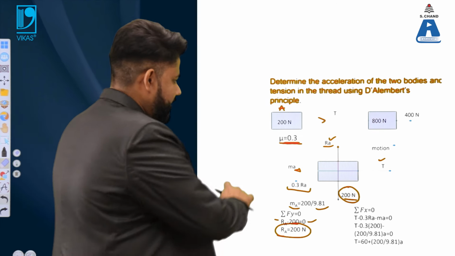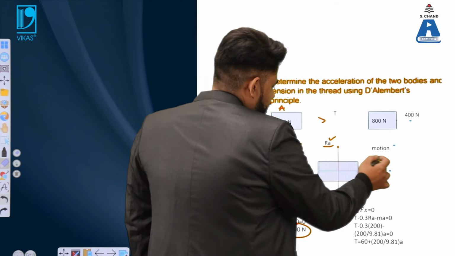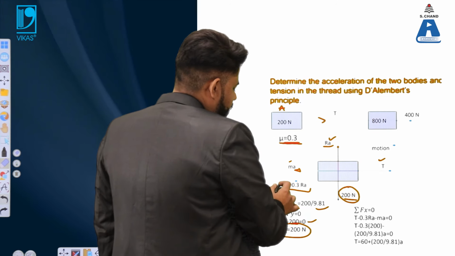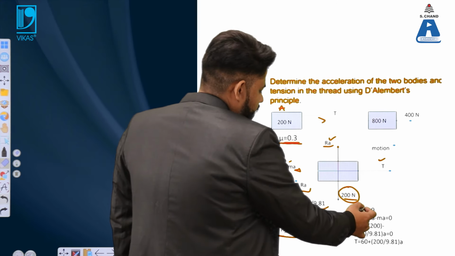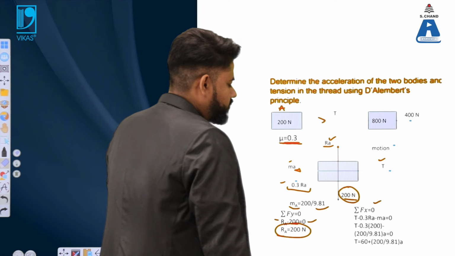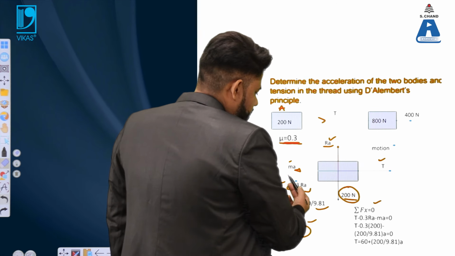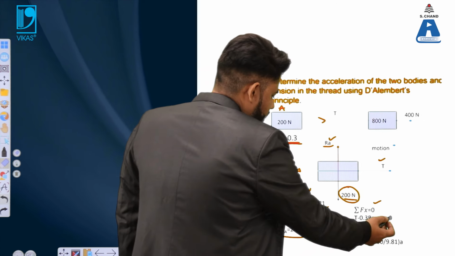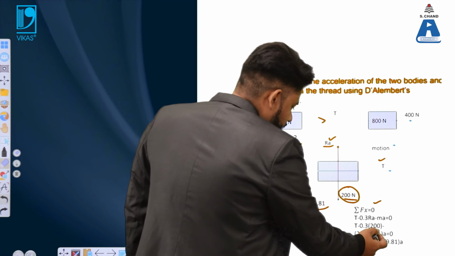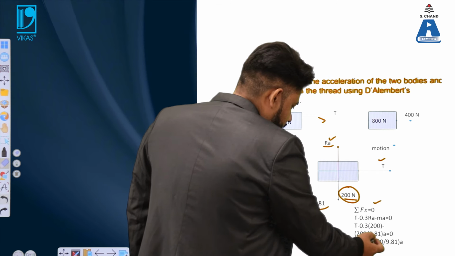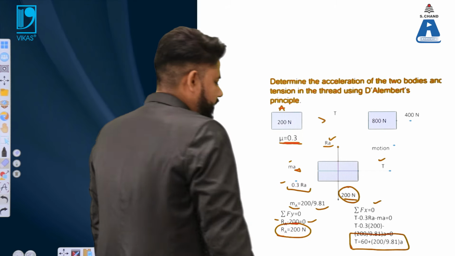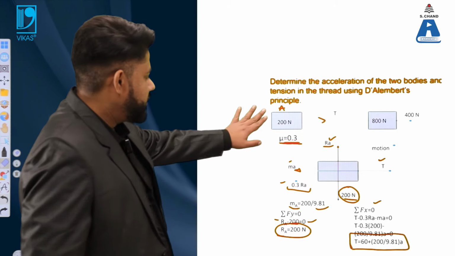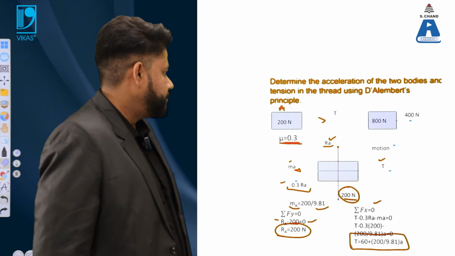Then considering the x direction forces, T is one of the forces, Ma is one of the forces, and 0.3 Ra is another force. So the summation of all the forces in the x direction equals 0. So, T minus 0.3 Ra minus Ma equals 0. On solving, you will get the value of T in terms of acceleration. So, this is as far as the A object is concerned.